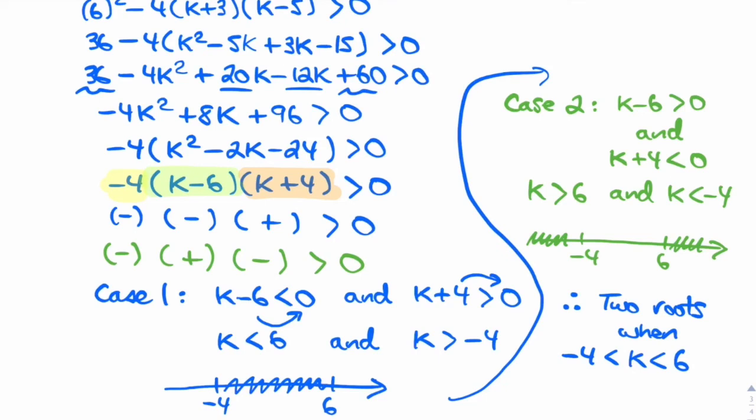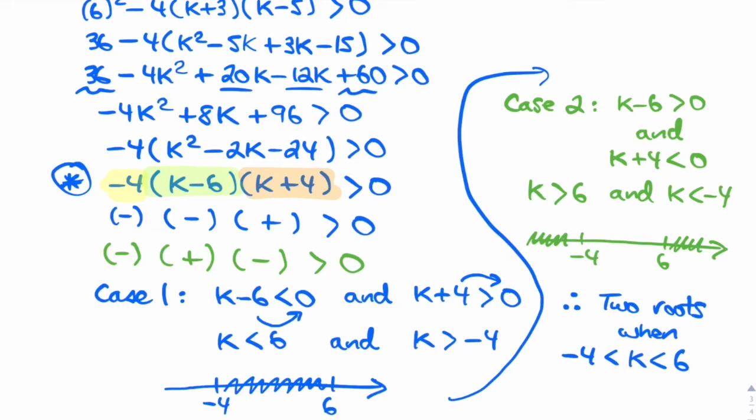And let's test this. So what's a number between -4 and 6? For example, 0. I want you to look back to the expression right over here that I'm starring, the one where I highlighted it. If you plug in 0 for k, is the expression greater than 0? Let's try it out. 0 take away 6 is -6. 0 plus 4 is 4. Multiplying -4 by -6 gives you 24. By +4 gives you 96, which is definitely greater than 0.